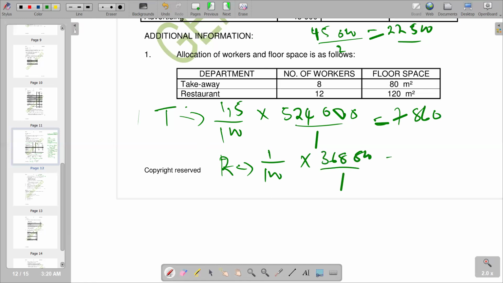Over 1, and calculated as such, you see that we've got 3,688. So these are the two figures that we have, this one and this one: 7,860 for takeaway, 3,788 for restaurant. So we transfer those figures there.